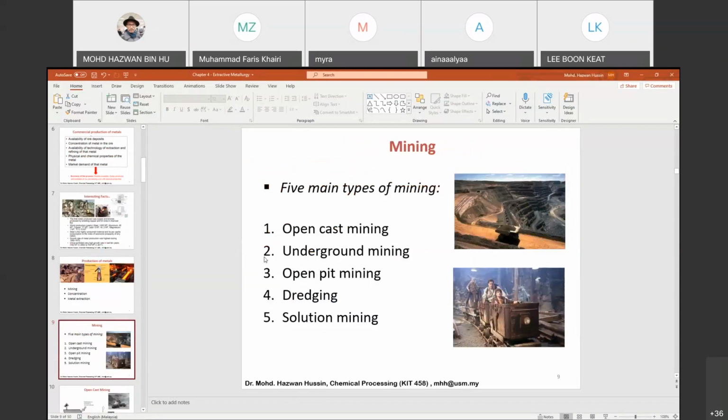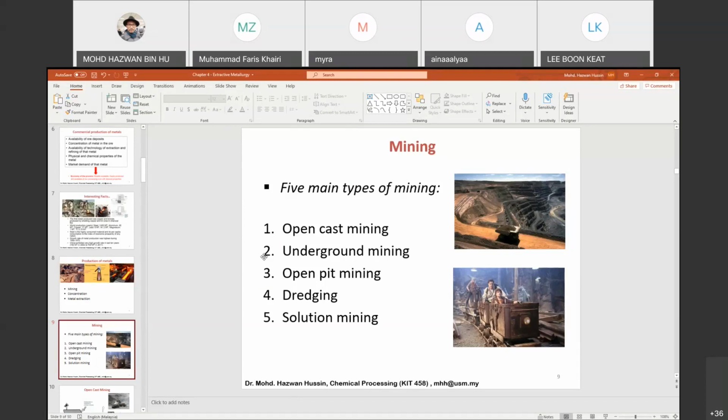For mining, we have five main types of mining. The first one is open cast mining. In Malay, we call it lombong dedah. If you still remember your geography, this is part of the methods. The second one is underground mining. Underground, you make a tunnel. You start to dig a hole, you dig a tunnel, to extract the metals from the underground.